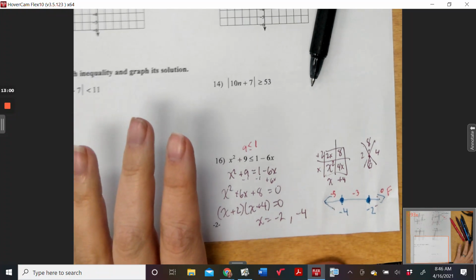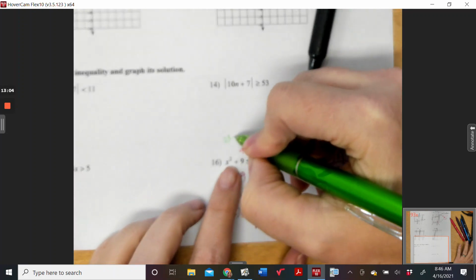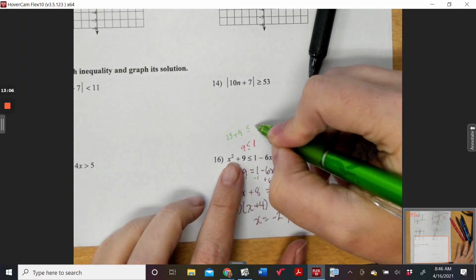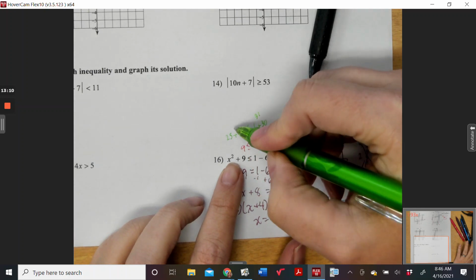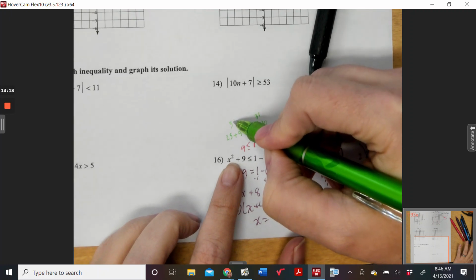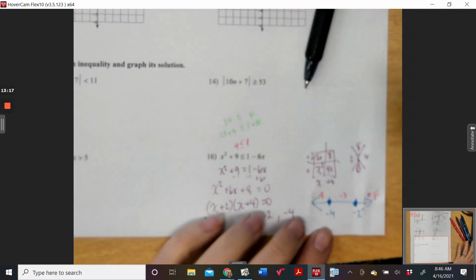So now we're going to test -5. That will give me 25 plus 9, smaller than 1 plus 30. That's 34, and this is 31, it's kind of close, and no, it's not smaller. So -5 is also false.